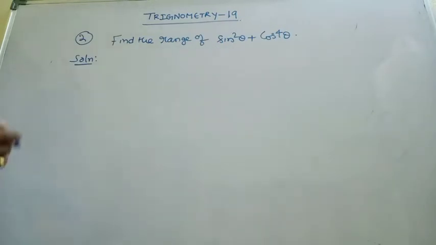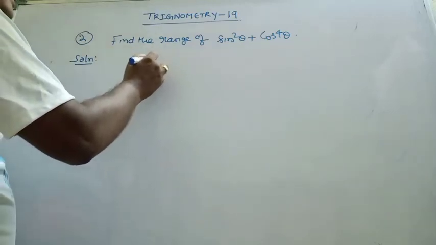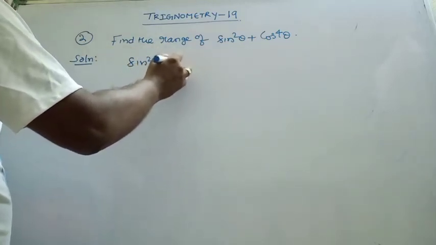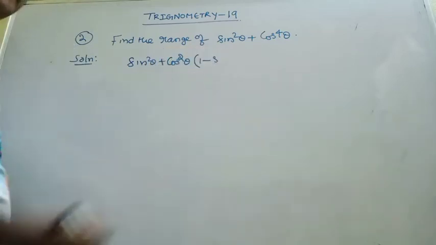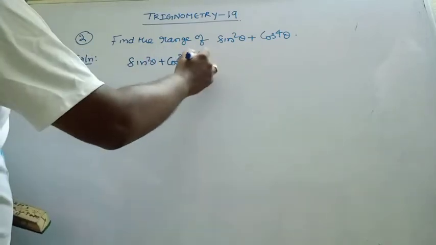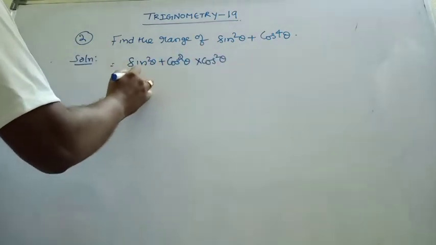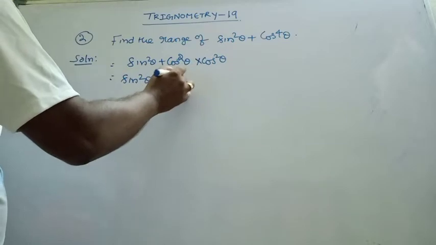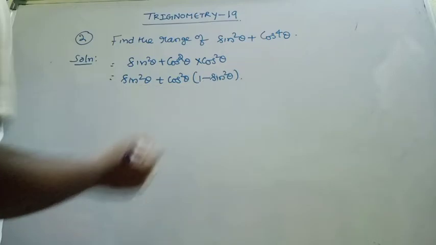Now, my dear students, the second problem: find the range of sine square theta plus cos power 4 theta. How will we do this? Sine square theta plus cos power 4 theta, we can write as sine square theta plus cos square theta into cos square theta. Here cos square theta we write as 1 minus sine square theta.